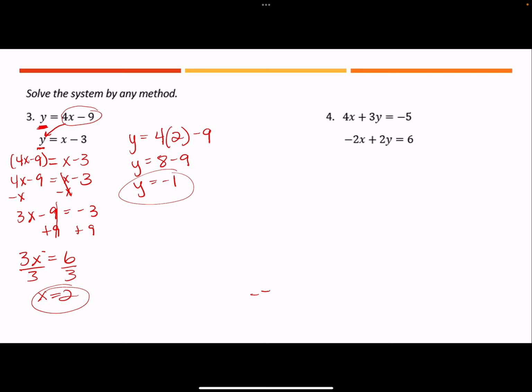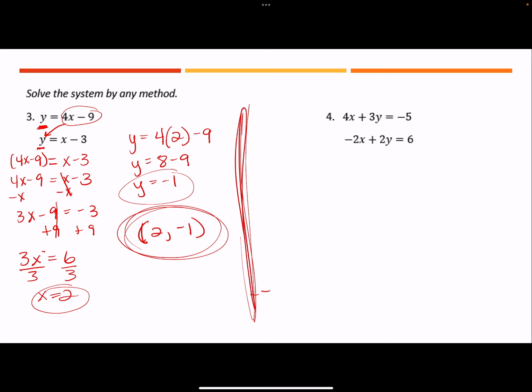But now here's the thing. I always write my final solution as a point, in parentheses. This is the point (2, -1). And remember, the significance of that point is that this is where the two lines would intersect if I were to graph them.